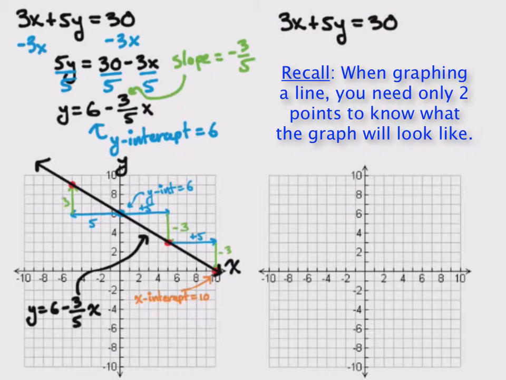Well, my claim is, why don't we just find the x-intercept by setting y equal to 0, and find the y-intercept by setting x equal to 0. So why don't you quickly pause the video and find each of those from this equation.